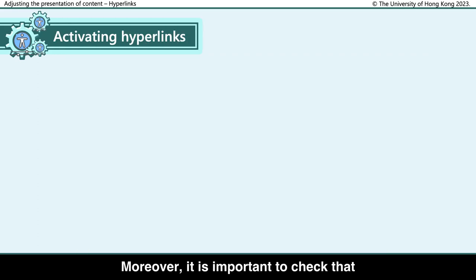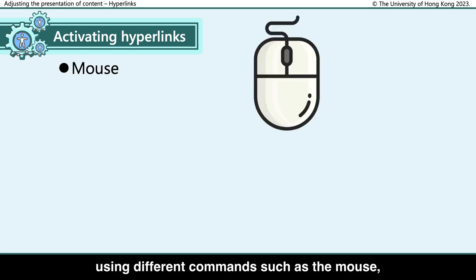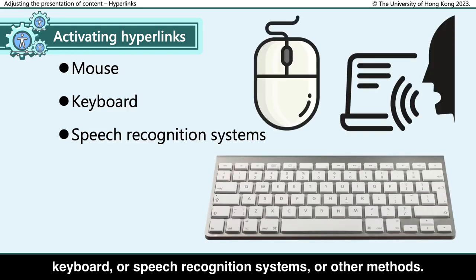Moreover, it is important to check that users can activate the hyperlinks using different commands such as the mouse, keyboard, or speech recognition systems, or other methods.